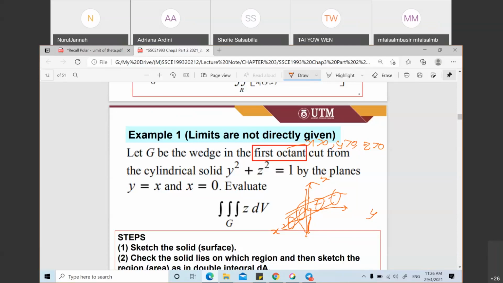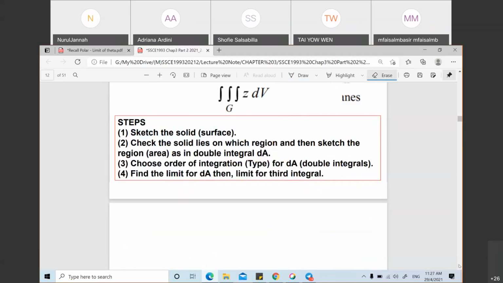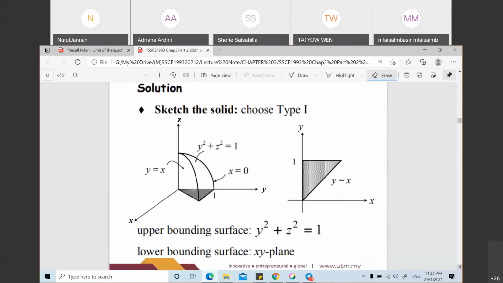It is here, right? So it is involving here, here, and here. So when you cut this, you will have the shape. So this is y equals to x. This is a cylindrical surface which is parallel to x. Okay, it is moving here.